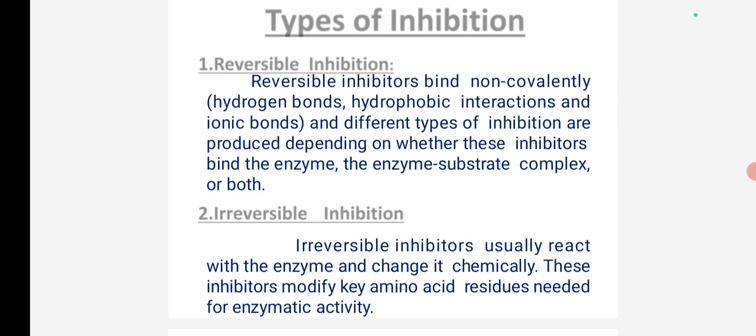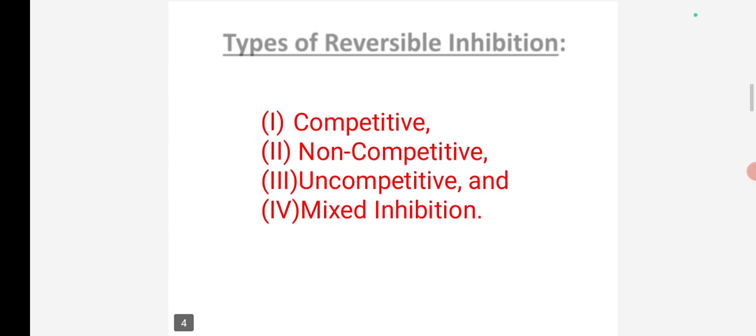Next is irreversible inhibition. Irreversible inhibitors usually react with the enzyme, changing it chemically. These inhibitors modify key enzyme residues needed for enzymatic activity. Types of reversible inhibition: first is competitive, second is non-competitive, third is uncompetitive, and fourth is mixed type of inhibition.